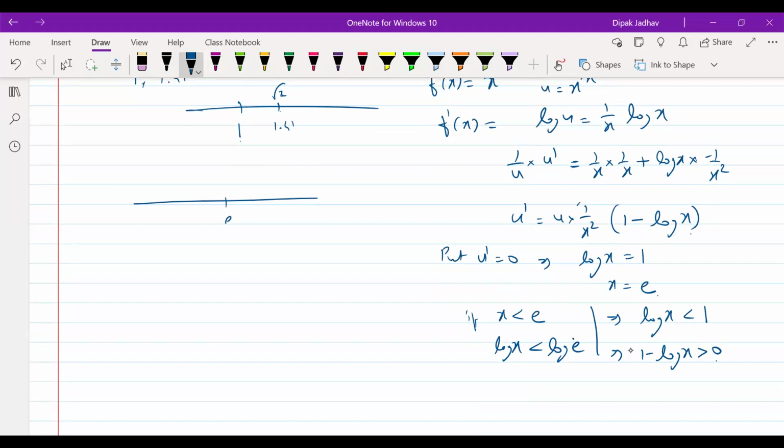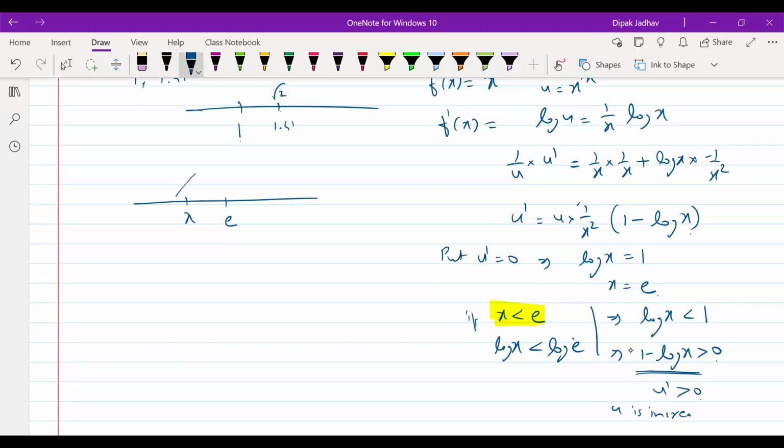So let's try to observe on the real line. When I say x is less than e, that means x is somewhere here on the left of e. So if your x is on the left of e, 1 minus log x is positive. So u dash is also positive. Do you agree with this? So you have a function whose derivative is positive. What can you conclude about that function? Function is increasing.